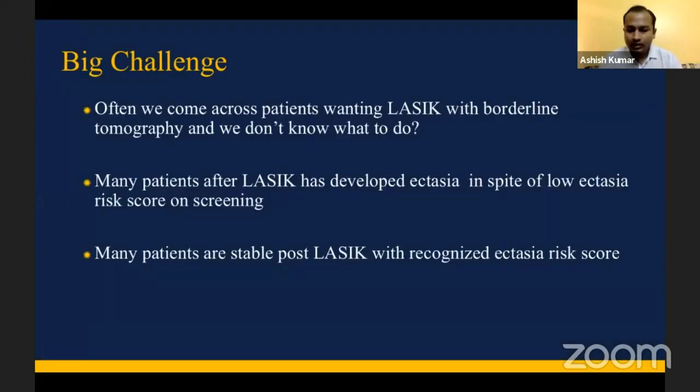So the biggest challenge every cornea refractive surgeon comes across is patients coming to us wanting LASIK with borderline tomography, and we don't know what to do. We don't know whether to actually go ahead with LASIK or LASIK Xtra or SMILE Xtra, or to just wait and follow up these patients, or to offer cross-linking.